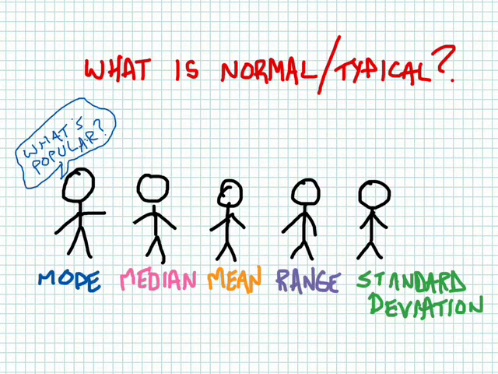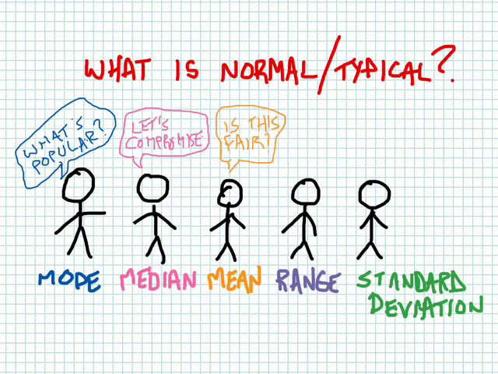The median is a little more reasonable. It's all about striking a balance by figuring out what's in the middle and calling that normal or typical. It's never going to lead you totally astray because it's not doing anything crazy, but it's also pretty formulaic. The mean is your friend who's trying to be fair and balanced with everybody.